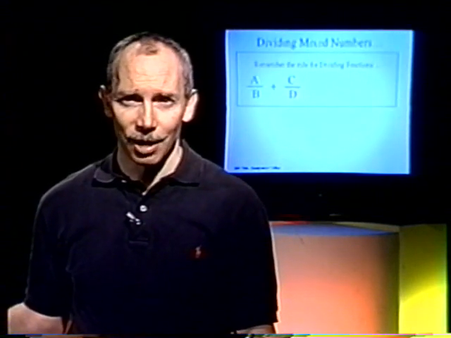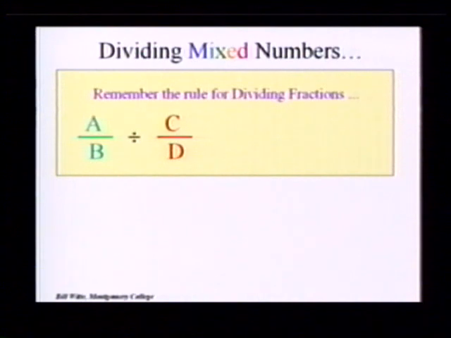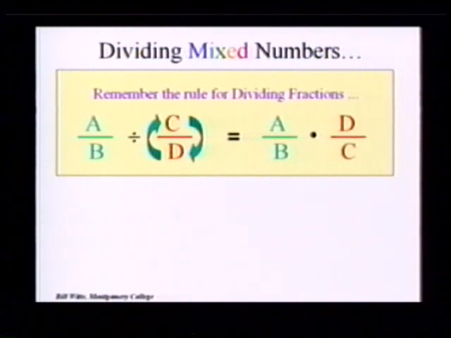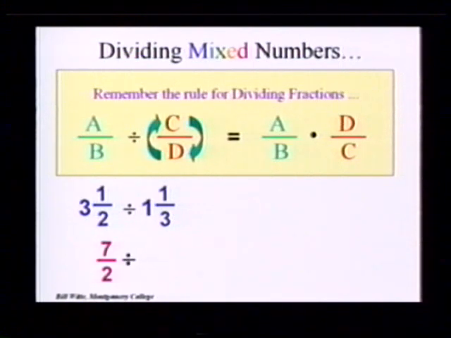How about this one? Dividing. Remember the rule for dividing. You take the first fraction and multiply it by the reciprocal of the second fraction. Okay? For instance, what are we going to do here? Well, we can't do it, can we, until we make them improper fractions. Let's make 3 times 2 plus 1 over 2. Make that into 7 halves. And 1 1/3, 1 times 3 plus 1. Okay, now how am I going to divide these? I'm not. I'm going to multiply by the reciprocal.